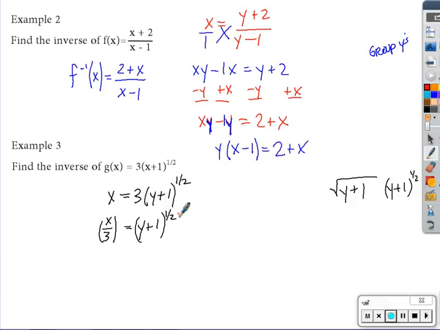So to get rid of the 1/2 power, I'm going to square both sides. So I will have x over 3 quantity squared equals y plus 1. And finally end up with my inverse of g of x equaling x divided by 3 quantity squared minus 1. Again, it should be the inverse operation and in the opposite order.